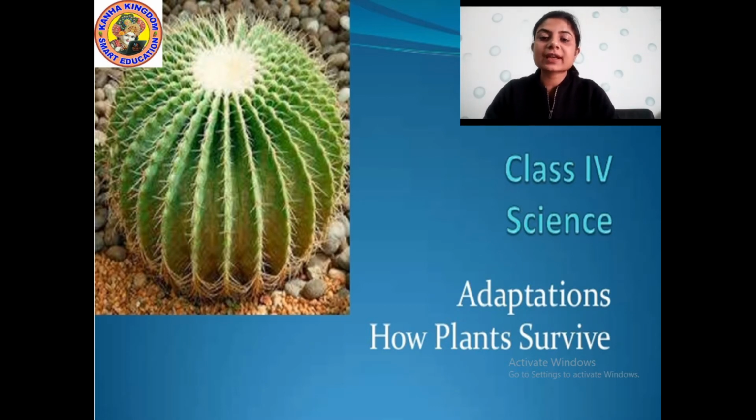Why? Because their conditions were different. They did not require too much water to grow. That is why it becomes difficult for plants that grow in the less rainfall area to grow in the area where there is heavy rainfall. And for the plants that grow in the heavy rainfall area, it becomes difficult to survive or adapt to the condition or climate of the place where there is very less rainfall.